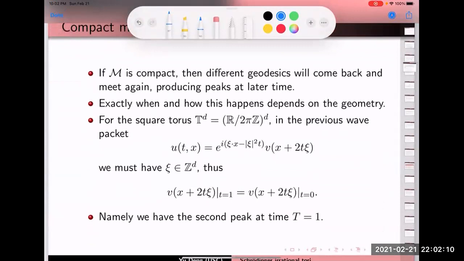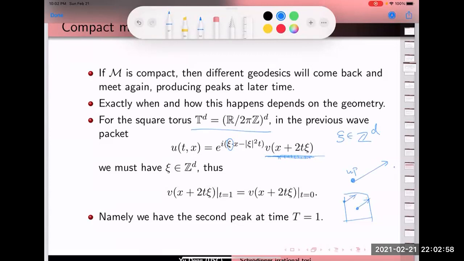Okay, so exactly when and how this happens depends on the geometry of M. So consider two cases. One case is a standard square torus. Then again, we have this wave packet, except that this x is considered mod 1. So in particular, if c is an integer-valued frequency, then at t equals 0 and t equals 1, this x plus 2tc corresponds to the same point. If you have wave packets like in the Rn case, it just goes all the way to infinity. But in the case of a torus, of course, it goes here and then it will come back here.